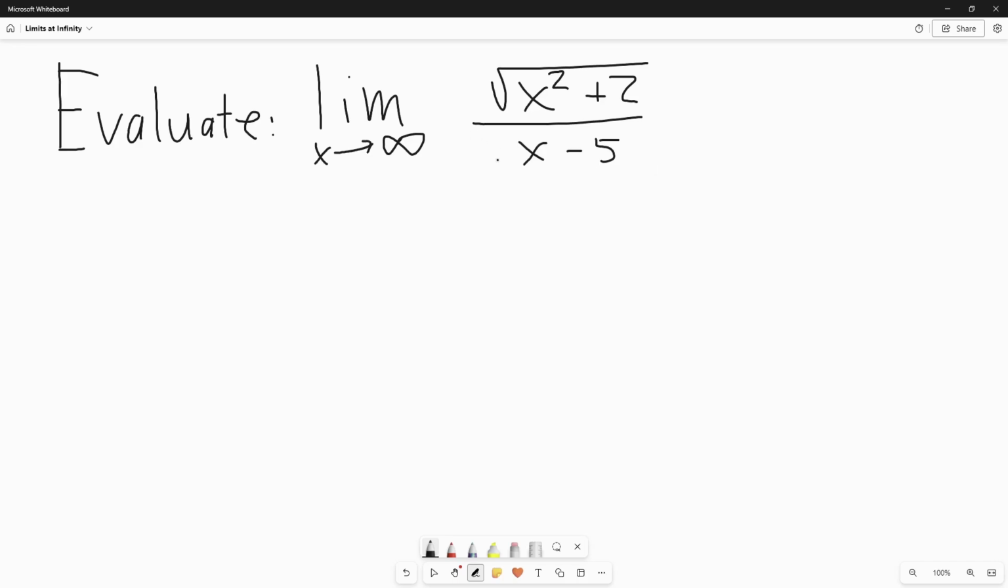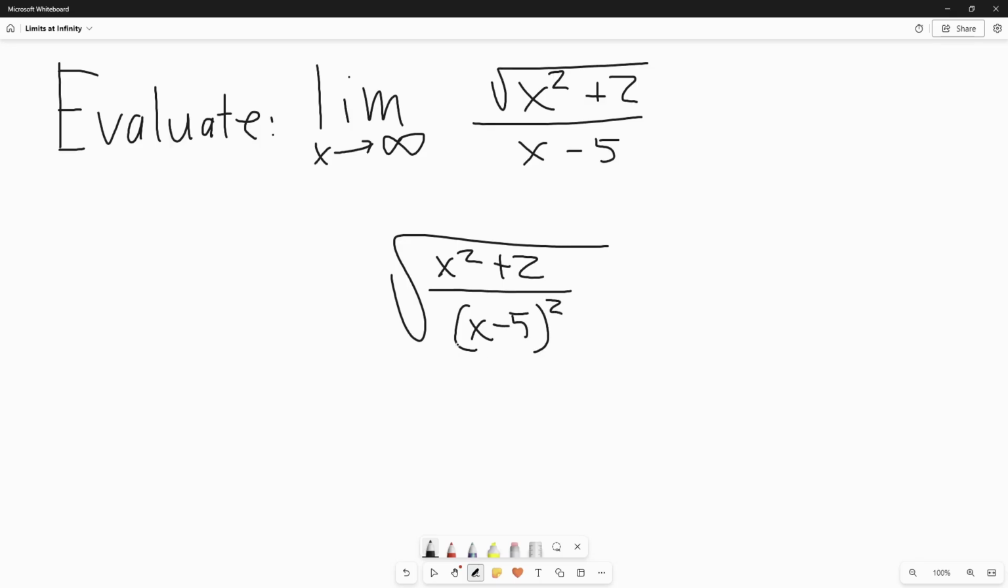So what I can notice is that if we take out a square root from both sides, we can just get the square root of the whole fraction. So the square root of (x squared plus 2) over (x minus 5) squared, because the square root of (x minus 5) squared is just x minus 5. So these two expressions are equal, and that's what we can do. So for the limit as x approaches infinity of this, since there's a square root on the whole thing, we can ignore it for now and just add it on later.